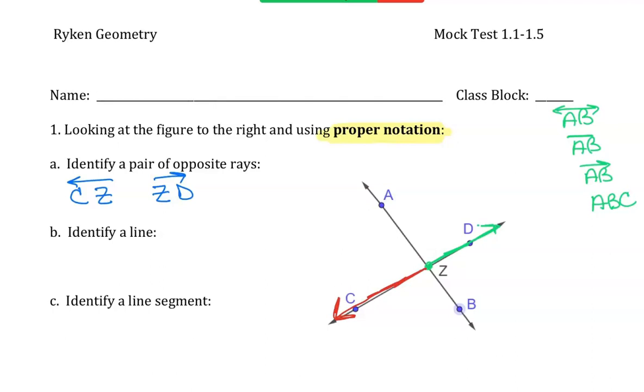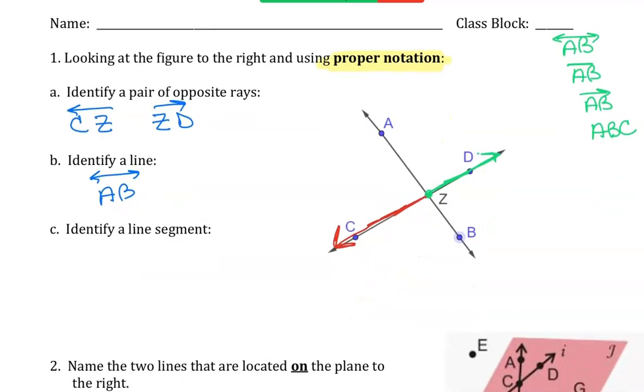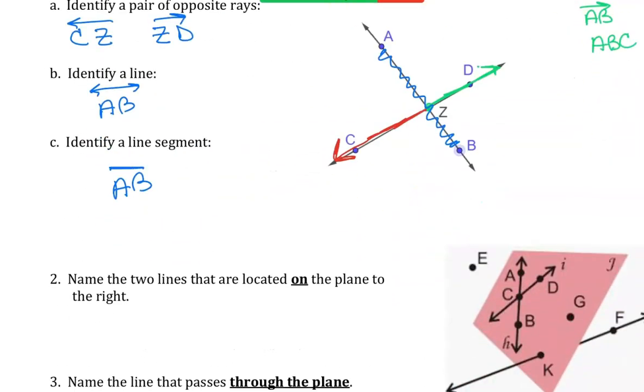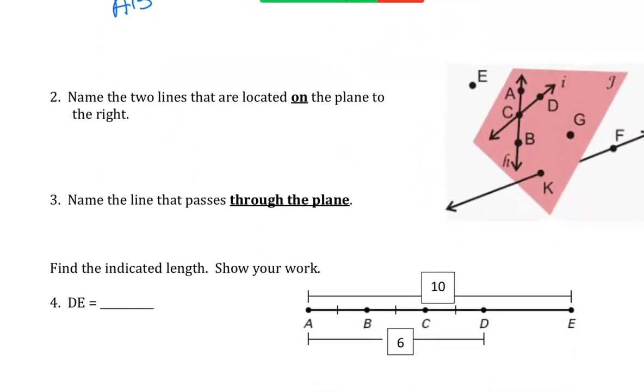Okay, so now identify a line. A line has 2 letters only. How about AB? That's a perfectly good line, and that's good notation. How about a line segment? Why don't we just take AB right here? You can say AB and then put the line segment symbol. Okay, that's all proper notation. There you have it. Now in class, we did a lot more than this, but this will get you going.